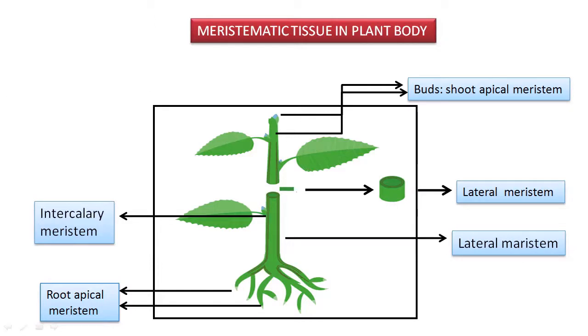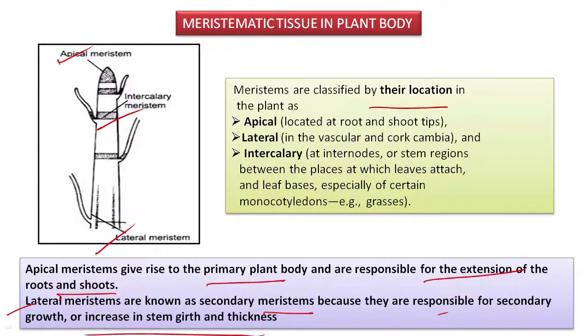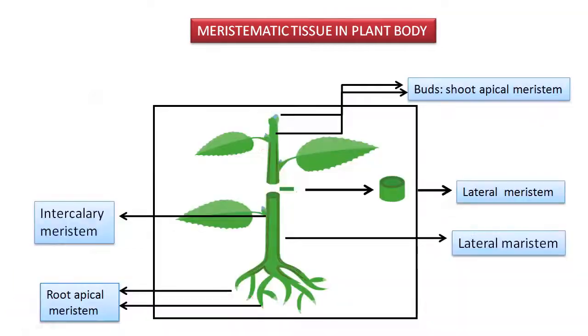This is the bud of the plant, and shoot apical meristems are present here also. In the root, you can see at the tip of the roots, they are root apical meristems. Then intercalary meristems are present at the base of the leaves or in the internodes. If the plant has internodes, they will be present in the internodes. And lateral meristems, as I have told you, are present in vascular and cork cambia.